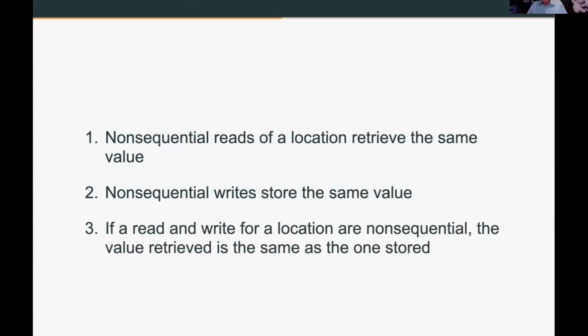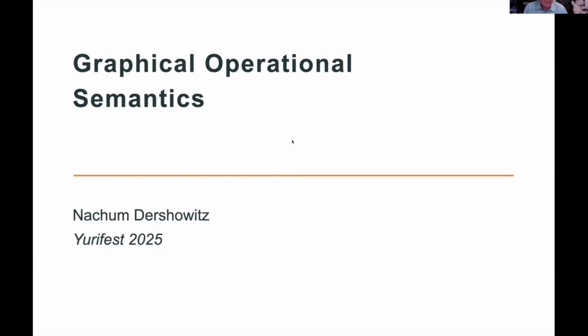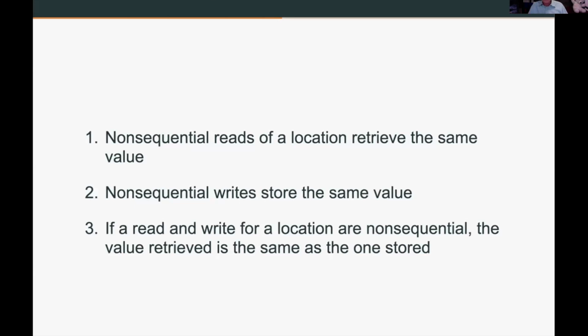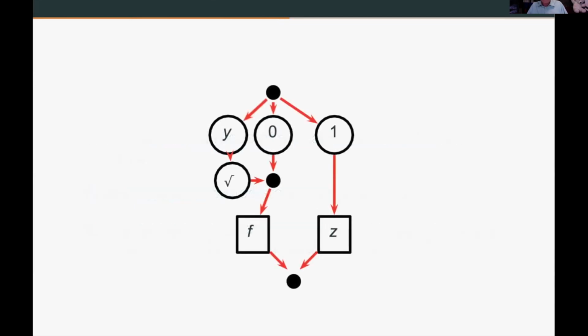We saw this problem of confusion. So we need to impose that if you have two reads to the same location that are not sequential, or that are in parallel, then they should both receive the same value. Same thing with non-sequential writes. If you want to write to the same location in two different places, and they're asynchronous, that's only allowed if it's the same value that you're trying to write in both branches. And if a read and a write are non-sequential, that only makes sense if what you're reading is the same as what you're writing.